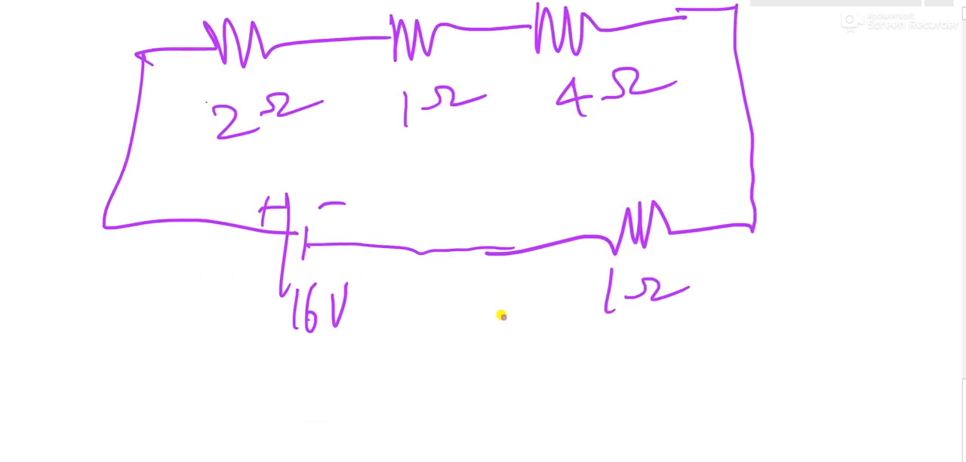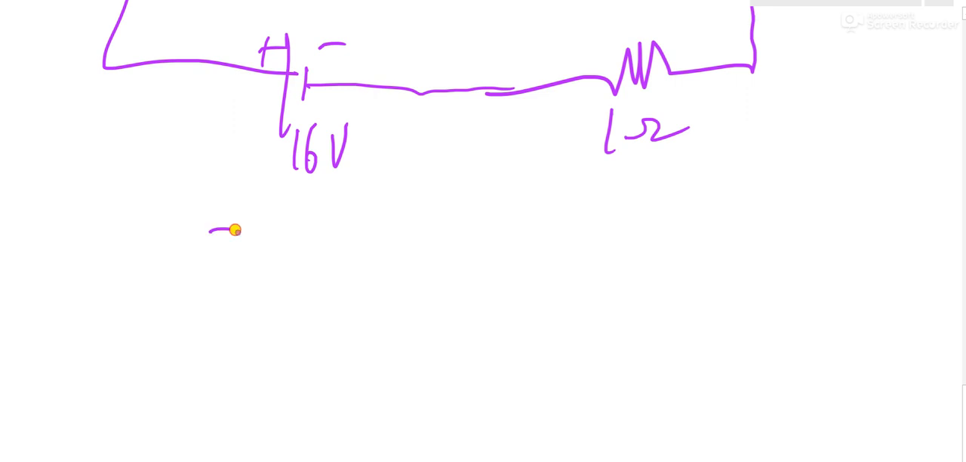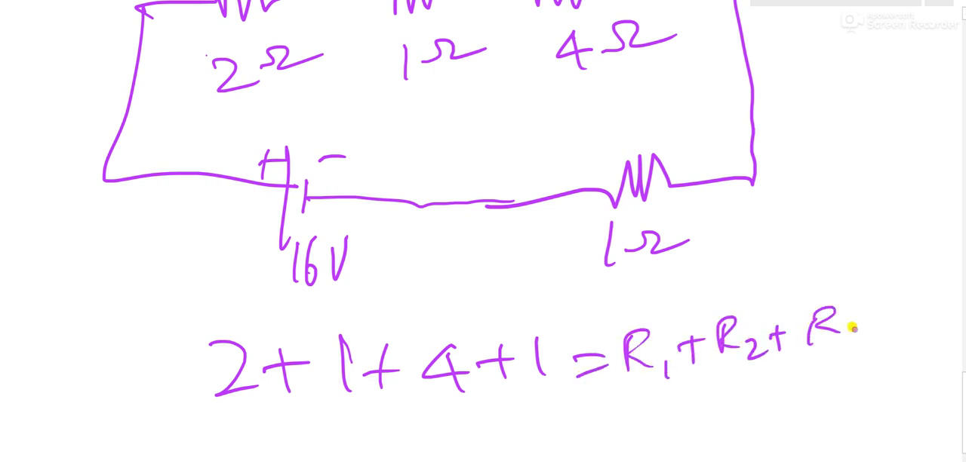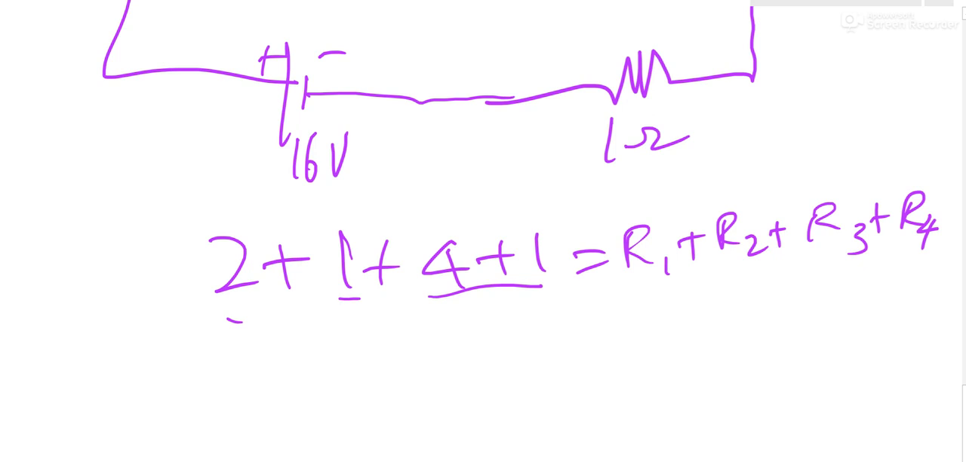Now what is the total resistance? Everything is in series. It's going to be 2 plus 1 plus 4 plus 1, because R1 plus R2 plus R3 plus R4 is going to be 8 ohms. So the total resistance in this circuit is 8 ohms.